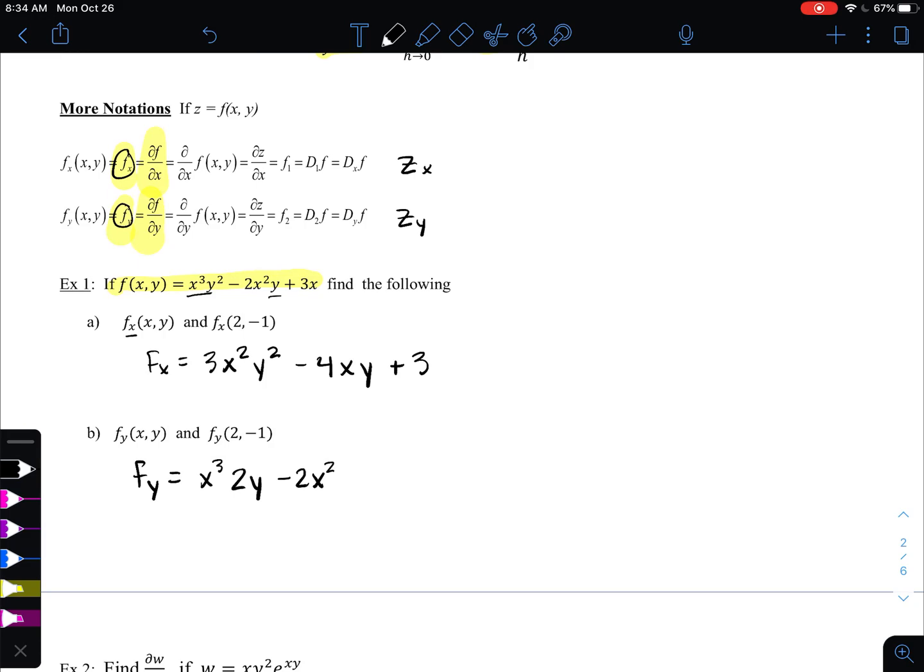Now, what's the derivative of 3x with respect to y? Well, there are no y's in there. So basically 3x is being treated as a constant, and the derivative of a constant is 0. So anytime you are taking a partial derivative with respect to one of the variables, that means you're treating the other one as a constant.